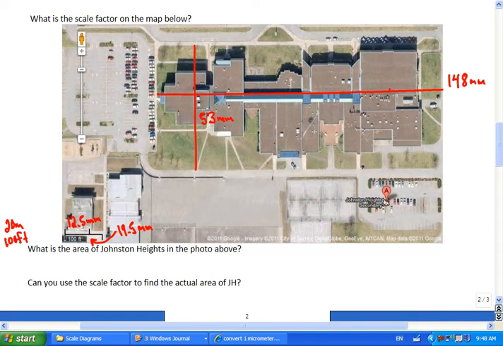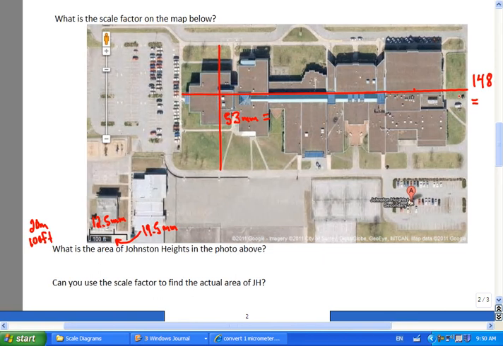So refresh my memory here, if we just call this a rectangle, how do you find the area of a rectangle? Length times width. Yeah, it's just going to be length times width. So that's what I'm going to use here. So go ahead and figure out what's the actual length of the property, what's the actual width of the property, using the scale.